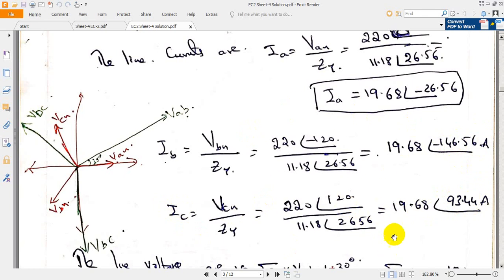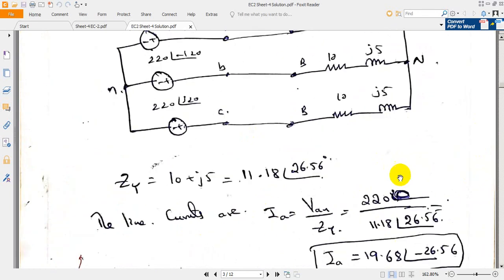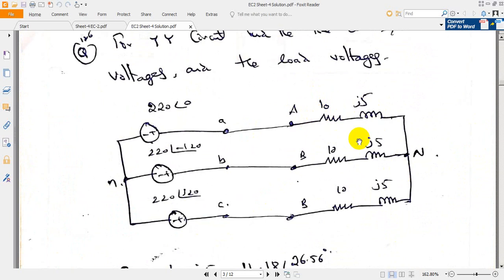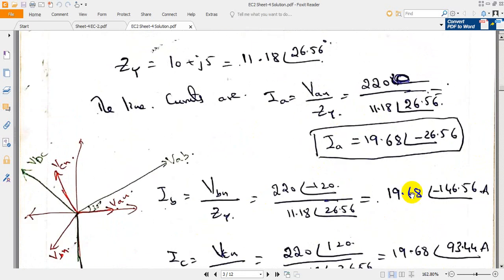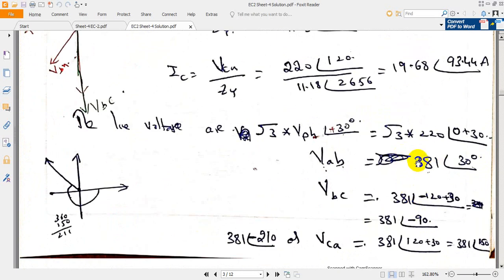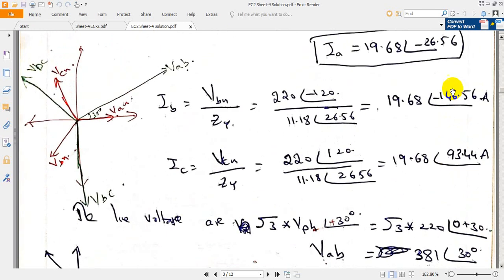This can be applied only for balanced conditions. If the load is balanced, here the same value we have, then only we can use such a case. Just change the phase values, plus 120 and minus 120 here. Plus 120, here minus 120 has to be added, and for this value we need to add plus 120. Or simply, if you don't want to get confused, IB is equal to VBN by ZY, IC is equal to VCN by ZY.